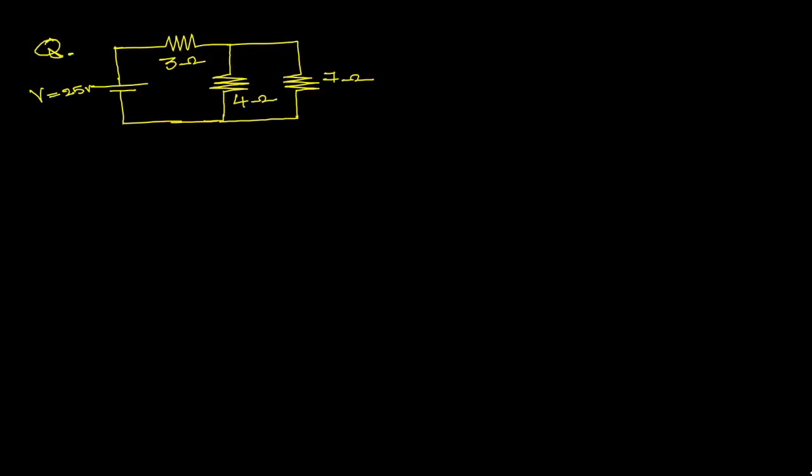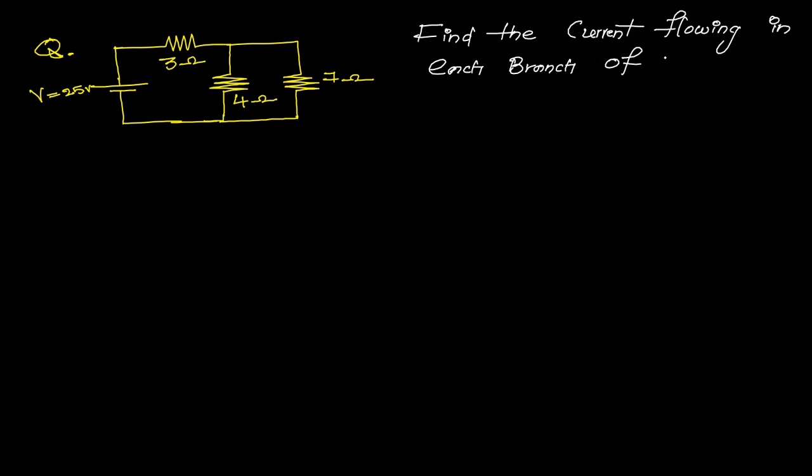Hi friends, in this video we are going to solve this particular problem, which was given in the JNTUH question paper last year in the BEE subject. The question is to find the current flowing in each branch of the resistor network.